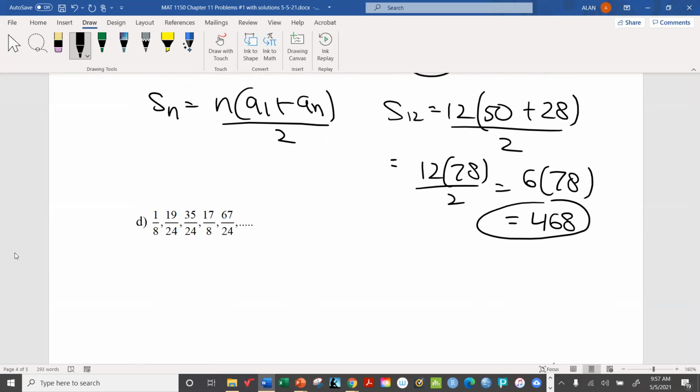So in other words, why don't we have a common denominator of 24? By doing that, we'll have 3 24ths, 19 24ths, 35 24ths, and then we multiply 17/8 by 3/3 to come up with 51 over 24, and then 67 over 24.